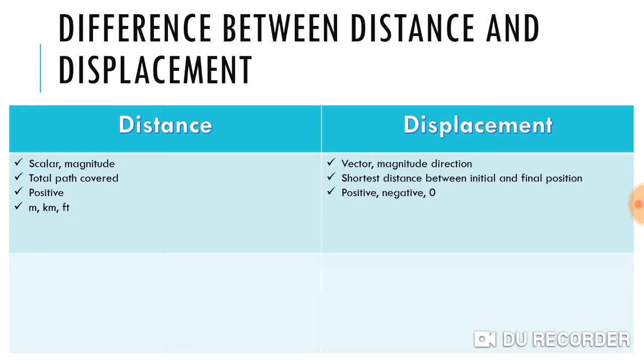Distance is a scalar with magnitude, it is the total path covered, and it can be positive. And the fourth one is units: meter, kilometer, and feet. Displacement is a vector with magnitude and direction. And the second one is the shortest distance between the initial and the final position. And it can be positive, negative, or zero.